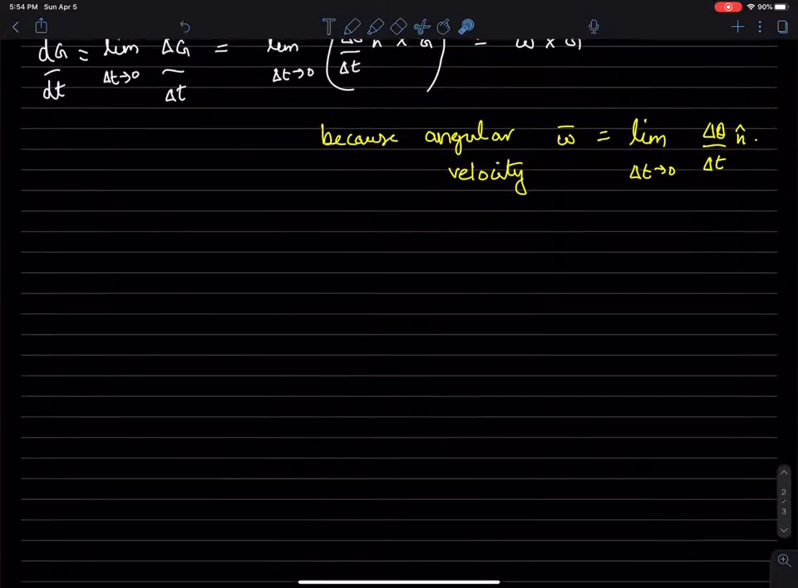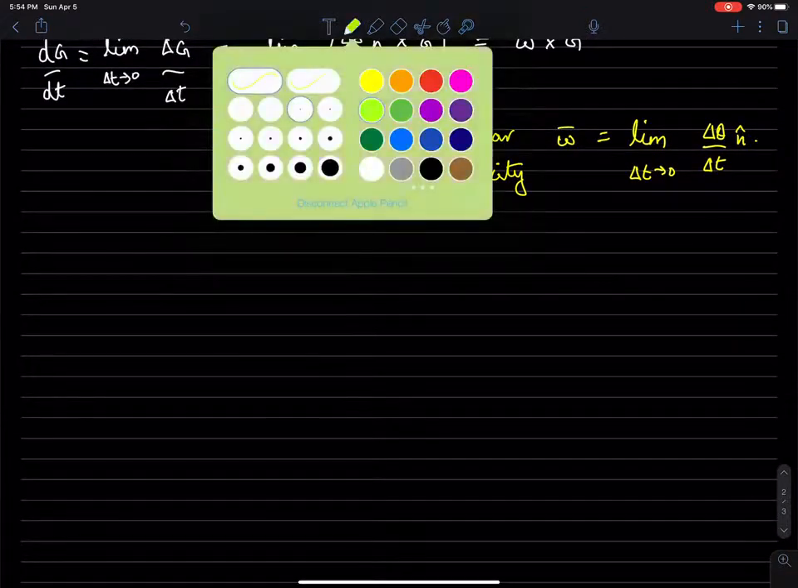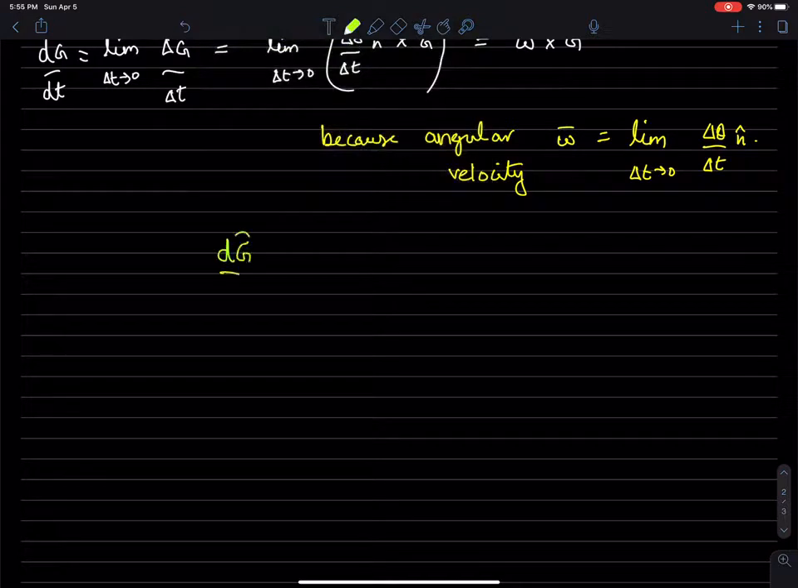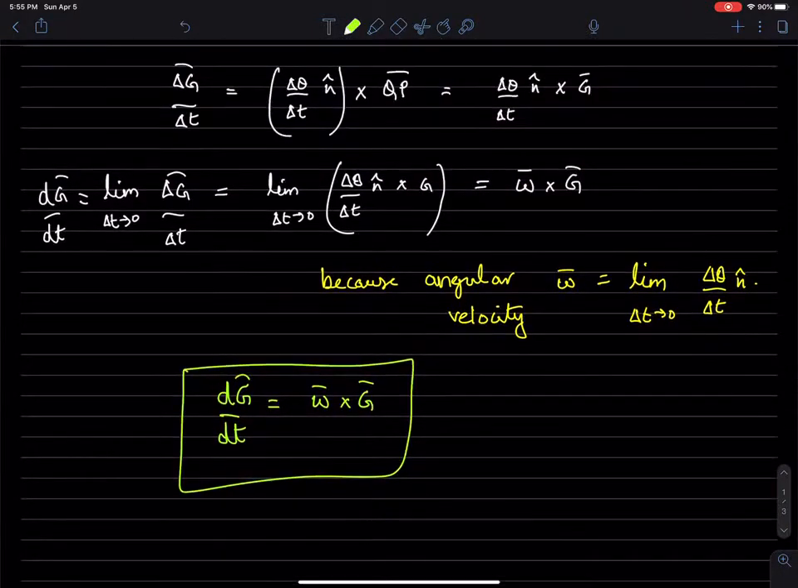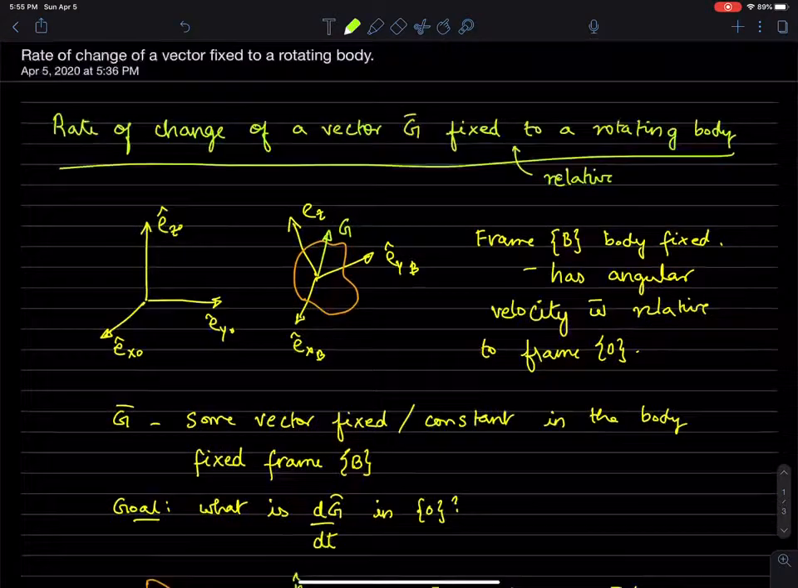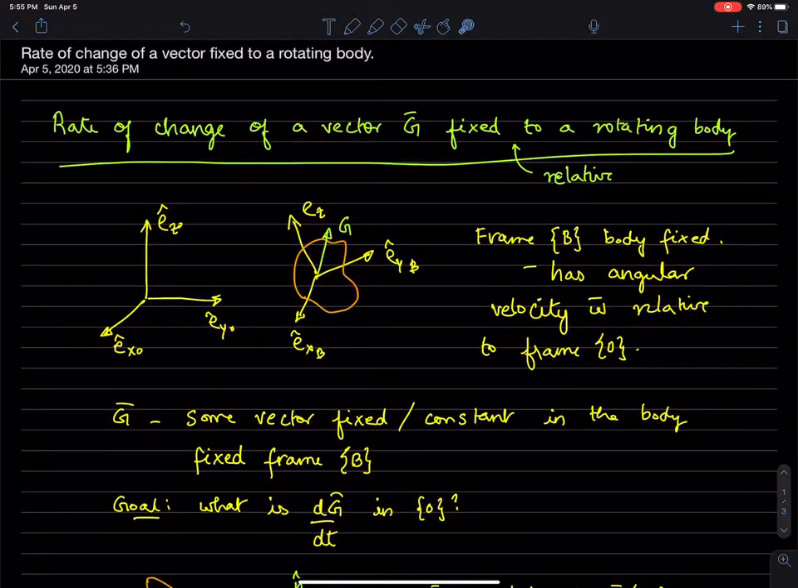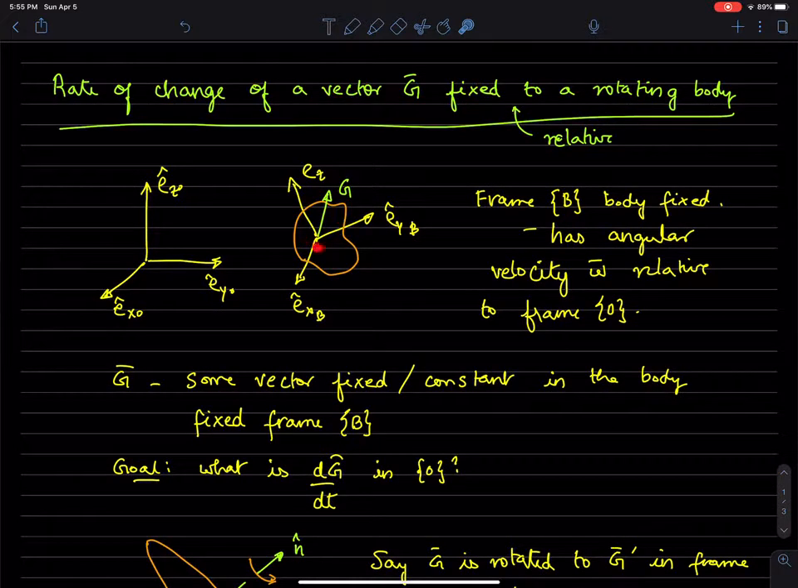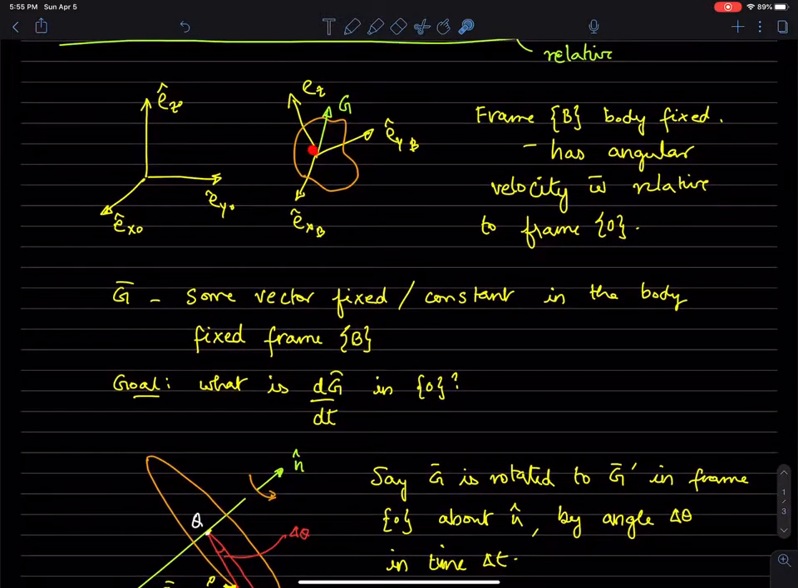Let me just write it down again. So some vector G, the rate of change dG by dt, equals omega crossed with G. Okay, so this is one of the most important relationships in rigid body kinematics. So what is G? G is some vector fixed in the rigid body frame, and this frame fixed to the rigid body is moving relative to some other frame with angular velocity omega. And the question is, if G is fixed in this frame, what is the rate of change of G in this frame due to the fact that G is rotating with this frame?